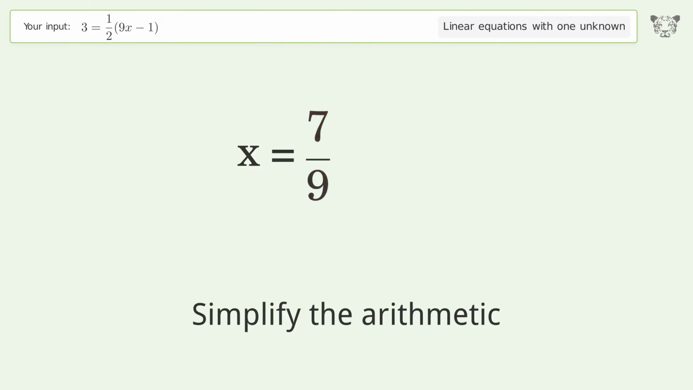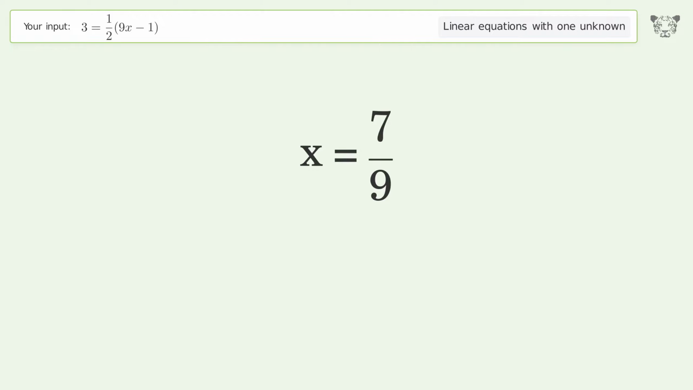And so the final result is x equals 7/9.